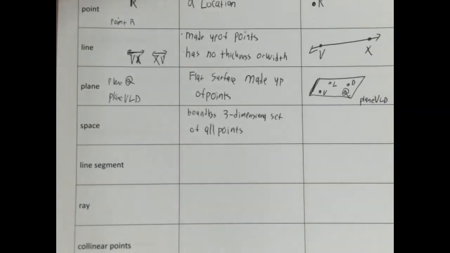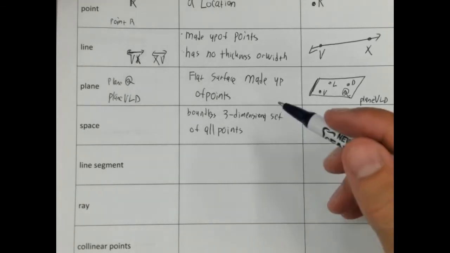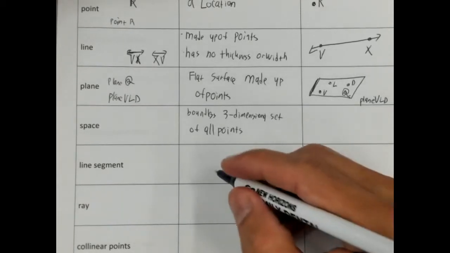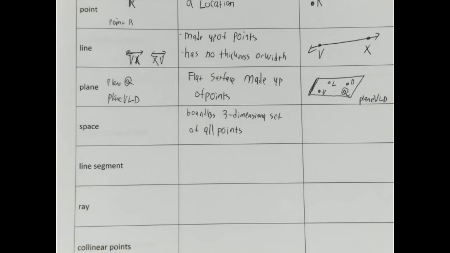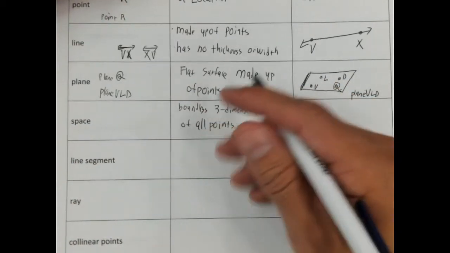A line segment, think of it as a piece of a line. So it's a set of points that exist between two endpoints. I don't know what the actual technical definition of it is, but basically a line segment can be measured by its two endpoints. There's really no easy way of thinking about it. Think of it as a piece of a line.